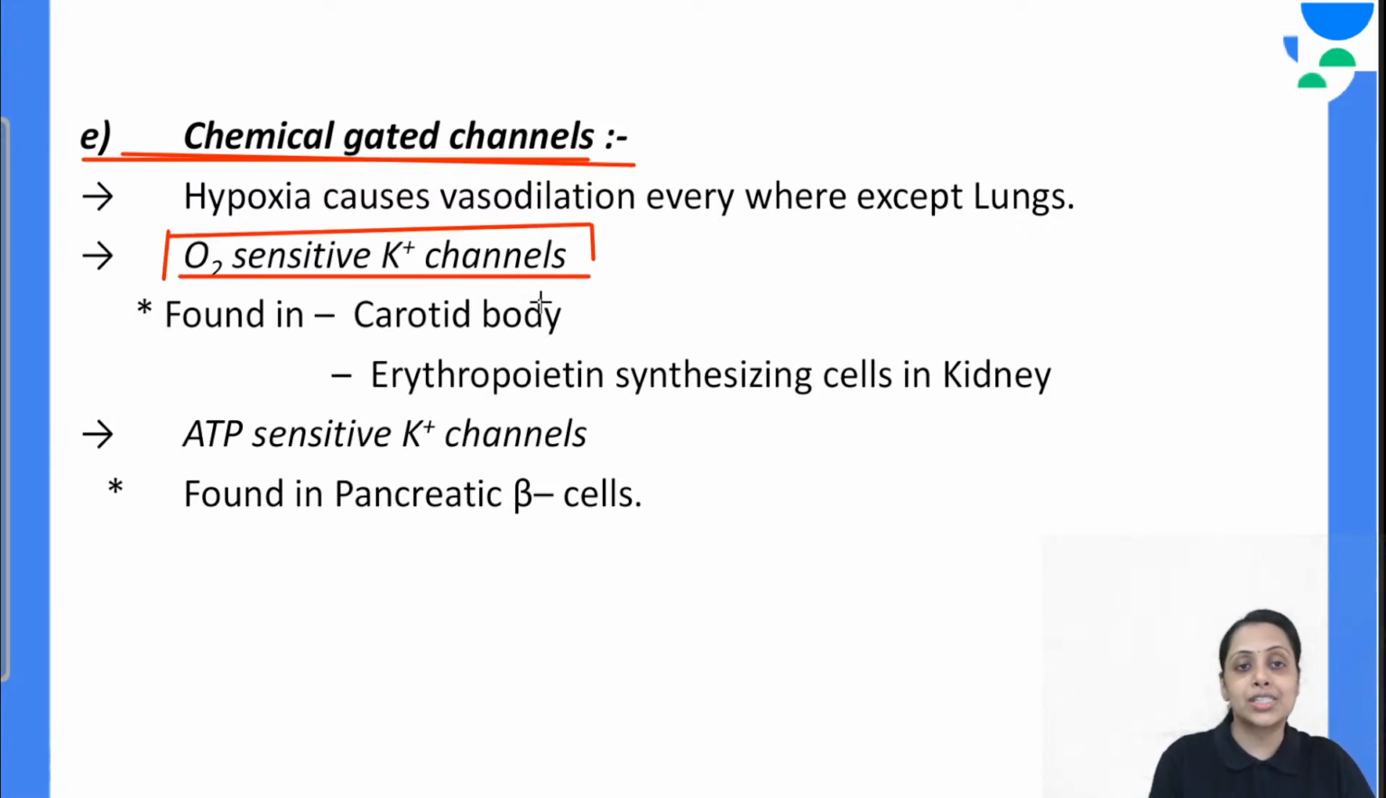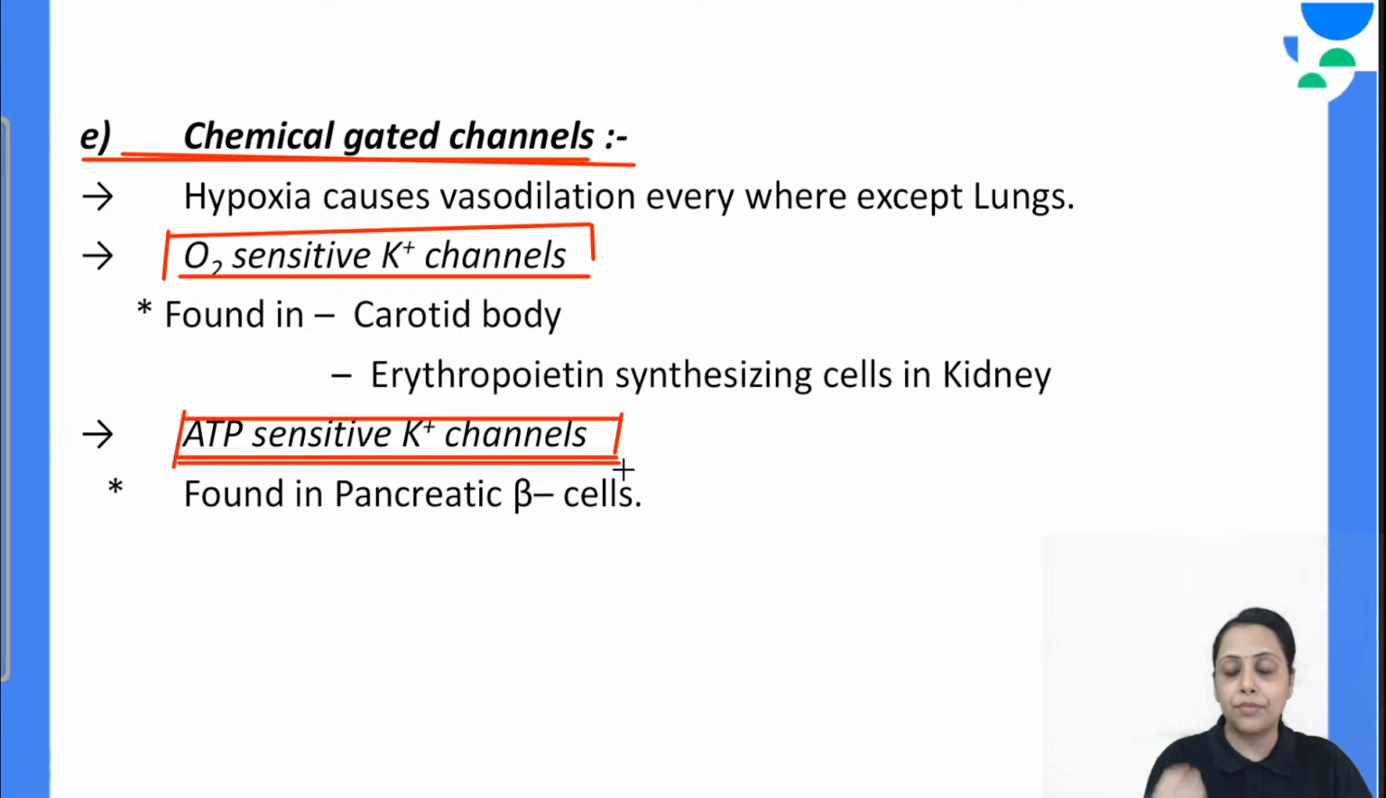That is the oxygen sensitive potassium channel and the ATP sensitive potassium channel. The oxygen sensitive potassium channel is present in our carotid body and the erythropoietin synthesizing cells in our kidney, and besides that it is also present in our lung. So do remember, these are the classical examples where the oxygen sensitive potassium channel is present: in lung, carotid body and erythropoietin synthesizing cells in our kidney.